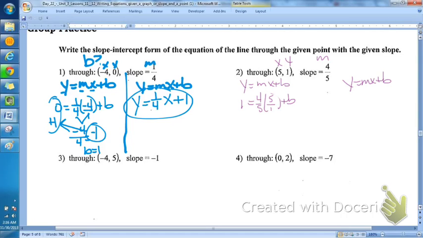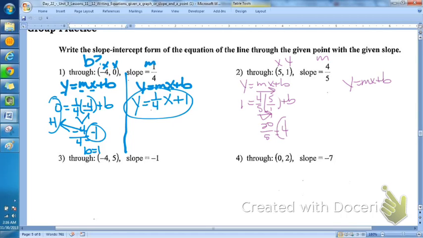I need to make sure I put it over 1. Multiply my m and x together. 4 times, so multiply across. 4 times 5 is 20. 5 times 1 is 5. 20 over 5 reduces to just 4.